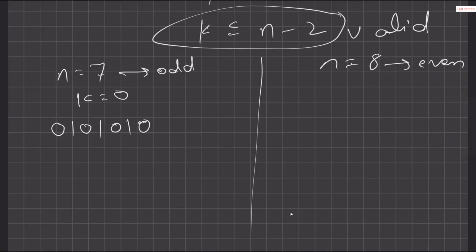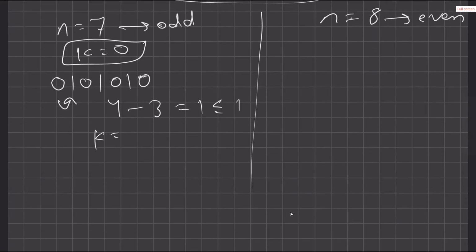The reason why: number of zeros are 4, number of ones are 3, difference is 1, which is lesser than or equal to 1, and we don't have any adjacent pairs having equal. K is 0, that's why we don't have anything. What if we have k equals to 1?